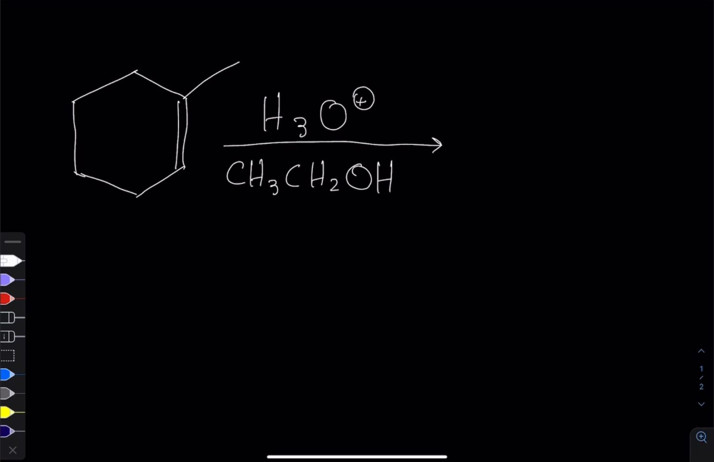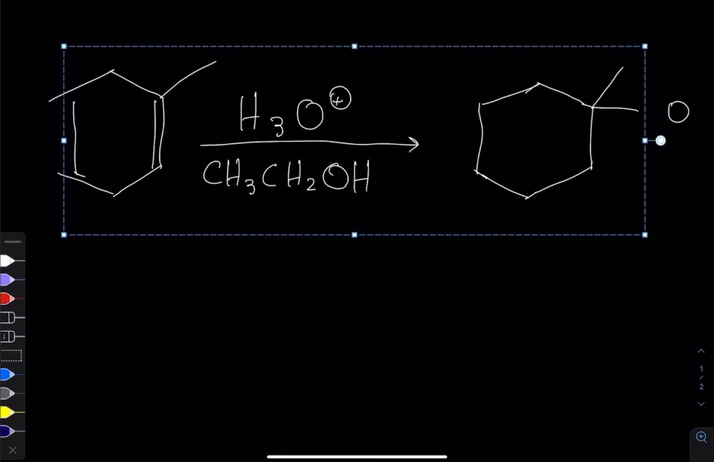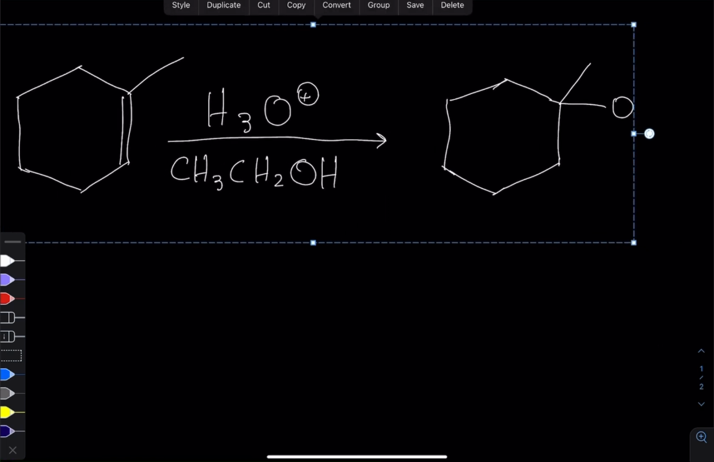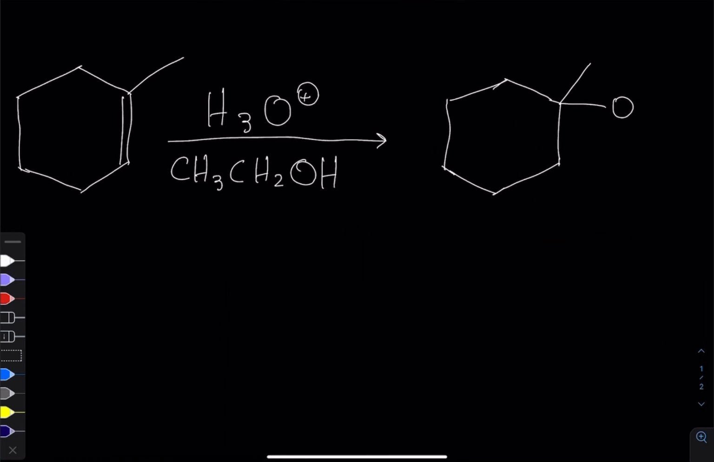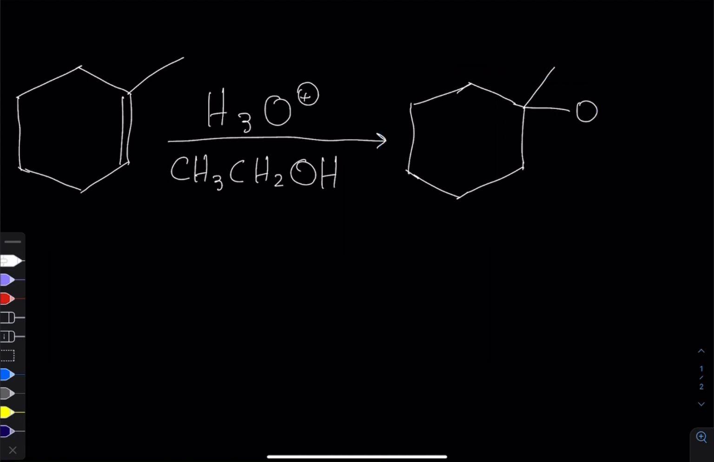Go ahead and predict the products of this reaction. So in this reaction, we would have the major product being, I don't have space to draw it, so let's move everything. Now let's explore how this occurs.